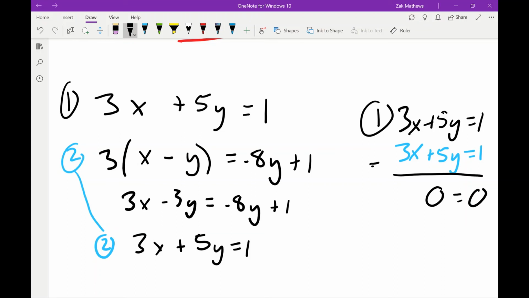Is 0 in fact equal to 0? Yes, that is true. When is that true? That is always true. It did not depend on the x and the y because the x's and y's both canceled out at the same time. So what that's telling me is I have an infinite number of solutions.